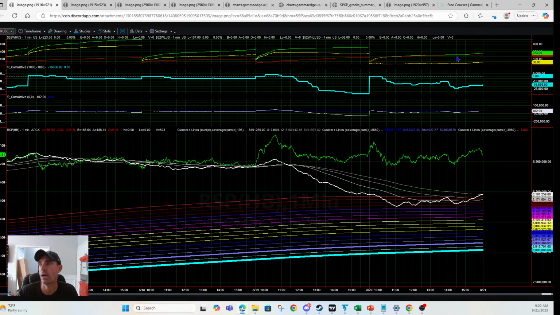So up here, new highs versus new lows breadth indicator. New highs versus new lows matching yesterday. Obviously, you want to see new highs outpacing new lows if the market is looking to appreciate.